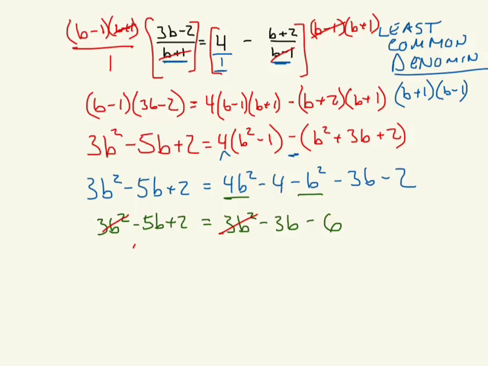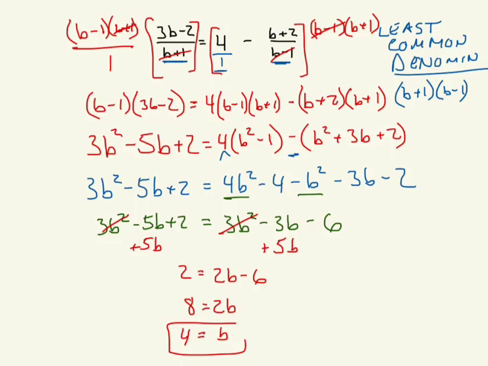Okay, next thing I'm going to do is I'm going to add 5b to both sides. Now, some people like to keep all their variables on the left. I like to keep my variables positive. Just a personal preference. I just like it better that way. So that's what I'm going to do. And we'll add the 6 to the other side. So we have an 8 is a 2b, and then b becomes a 4, and there's our solution.